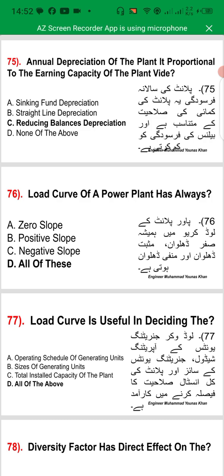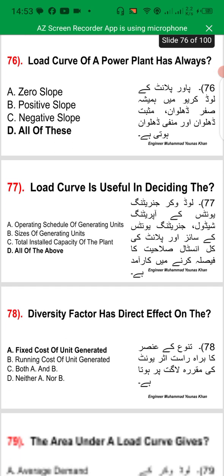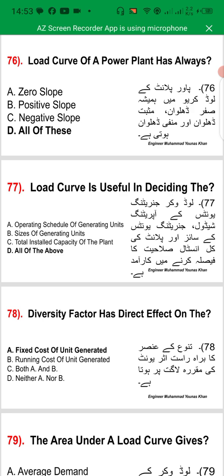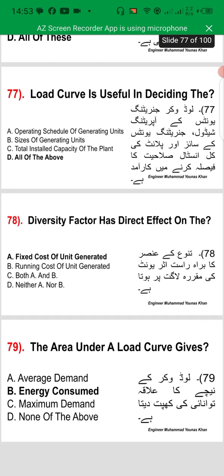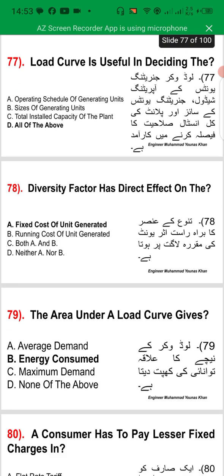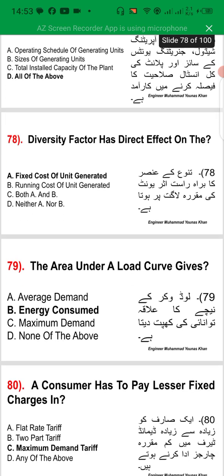the plant while reducing balances depreciation. Load curve of a power plant has always zero slope, positive slope, negative slope. Load curve is useful in deciding the operating schedule of generating units, size of the generating units, total installed capacity of the plant, all of the above.